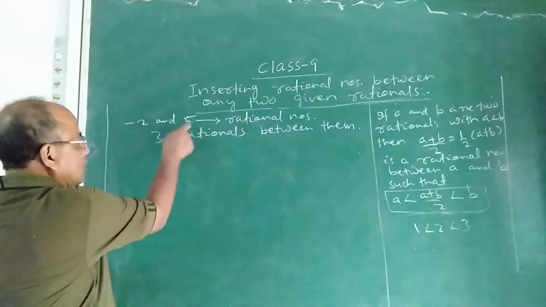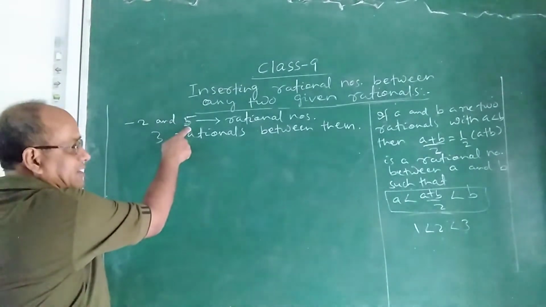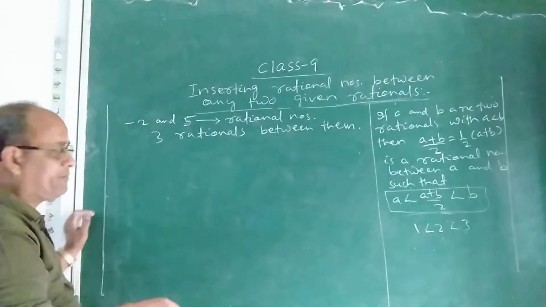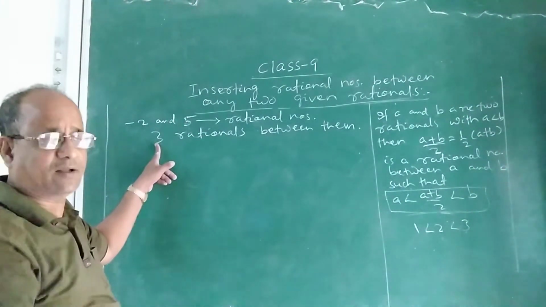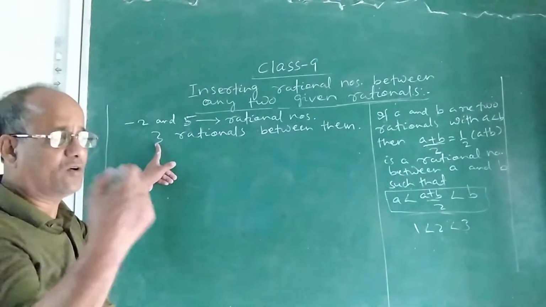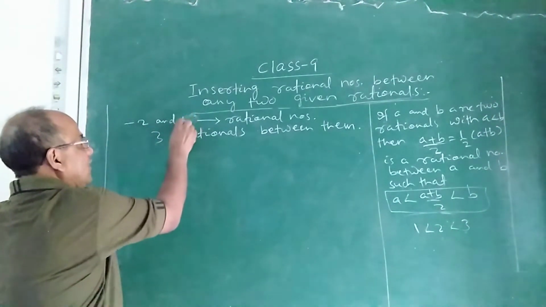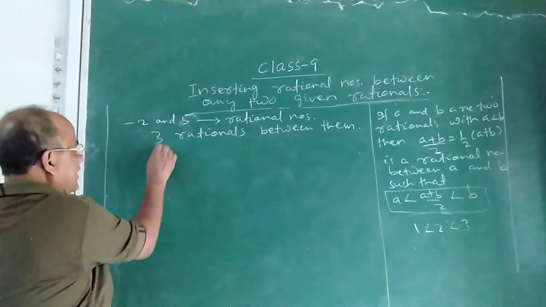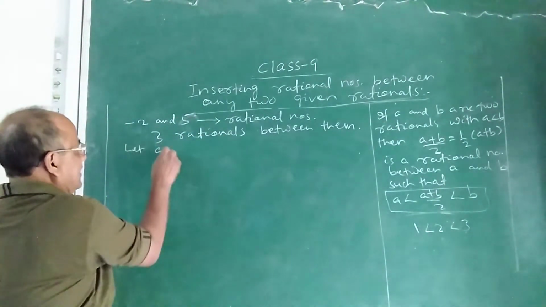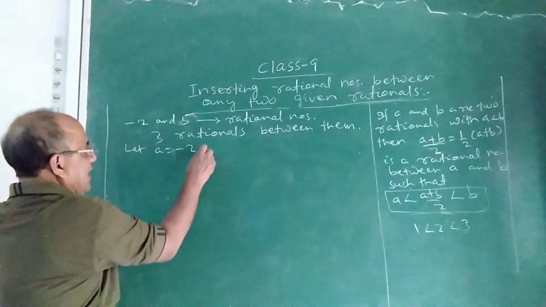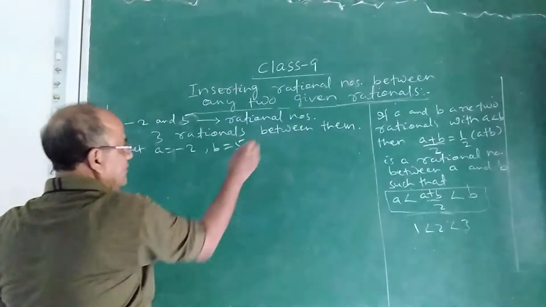So here we are given two rational numbers, one is -2, the other is 5. And what is our aim? Our aim is to find three rational numbers between them. Okay? Now how to find? So out of these two rational numbers, take one as a, the other as b. Suppose let a equal to -2 and b equal to say 5.